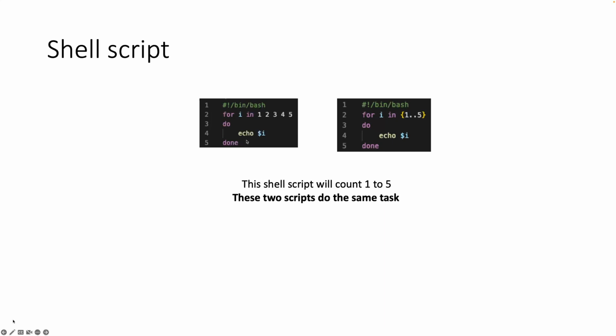For example, in this case we're going to use for loop 1 2 3 4 5 and we say do here, and we will use the command inside this for loop. This command is echo. It will echo variable i, so it will print 1 2 3 4 5 to your screen. This one will do the same, but we use this symbol and we use dot here. It has the same meaning as this one, and the command inside is echo as well. So these two scripts will do the same task.